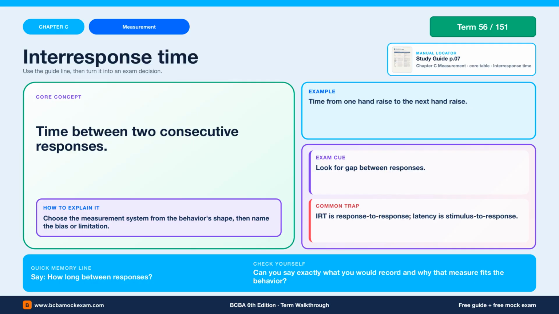Inter-response time. Inter-response time measures the time between two responses. For example, 10 seconds pass between one hand raise and the next. The exam cue is spacing between responses. The trap is confusing it with latency. Latency starts from a stimulus. Inter-response time is between responses. Memory line: IRT asks how long between responses.